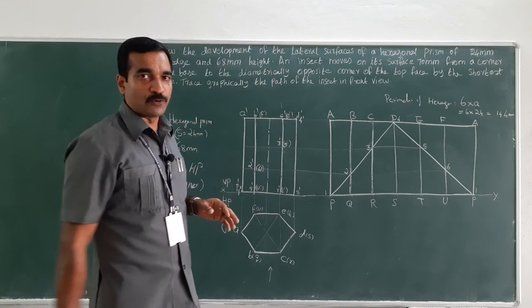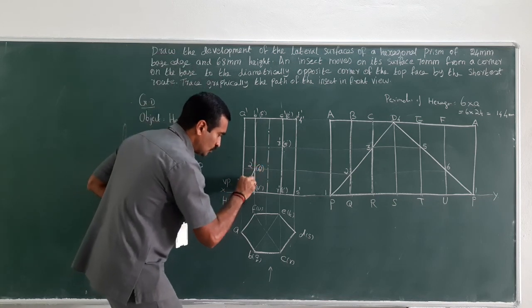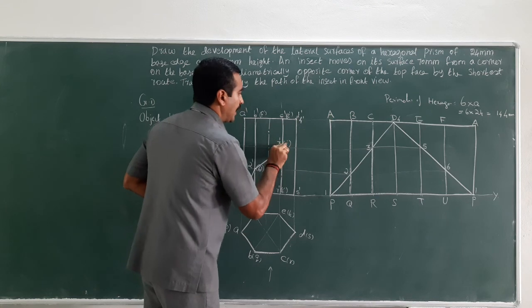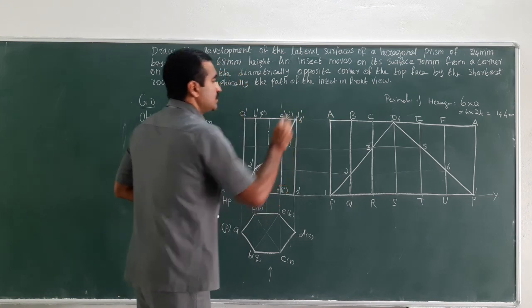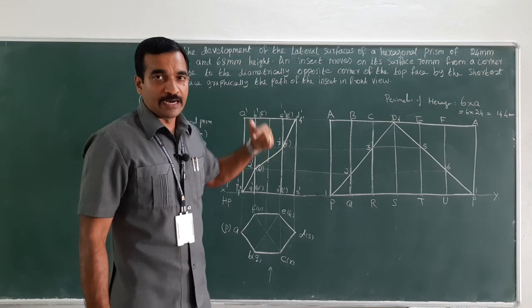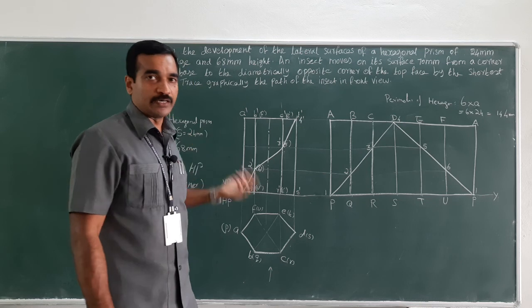Now I need to join this. Because it's diametrically opposite, by using the scale, you can just connect it. 1 to 2, 2 to 3, and 3 to 4. Similarly, 4 to 5, that will show in the dotted line. And 5 to 6, dotted line. 6 to 1, dotted line.